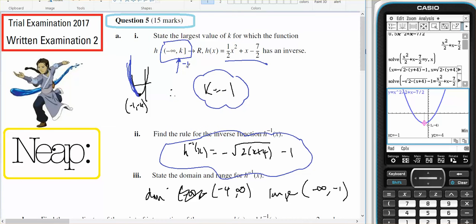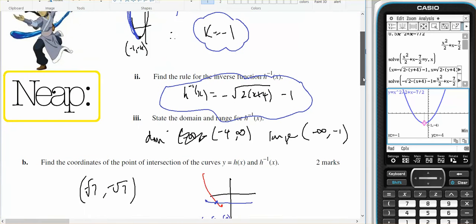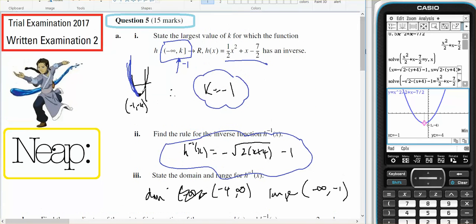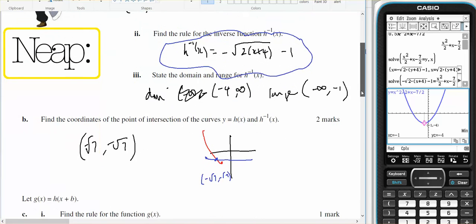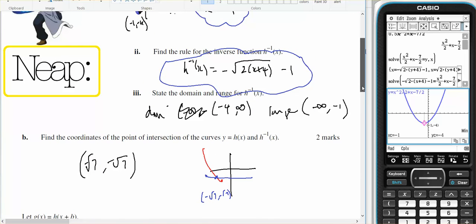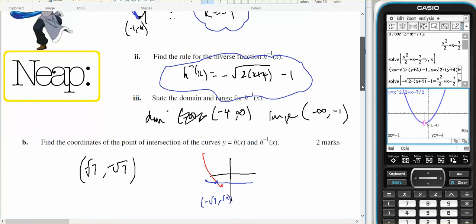Therefore, the range would then have to be negative, so I'll need the negative square root for the range to be negative. State the domain and range. Well, it's going to be the range and domain of my original, so I'll swap them over. Find the coordinates of the intersection points of the curve, so I set them equal to each other.